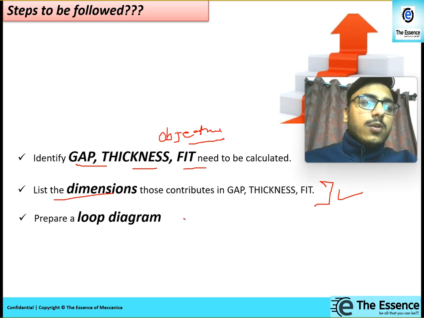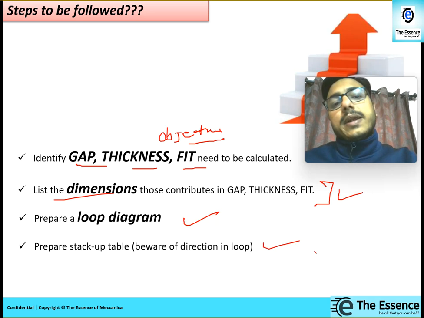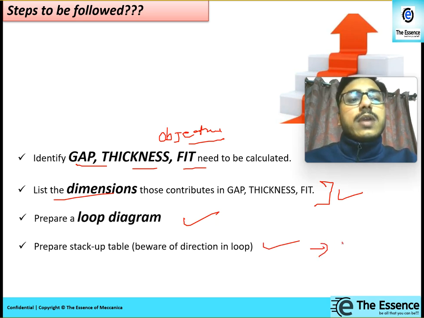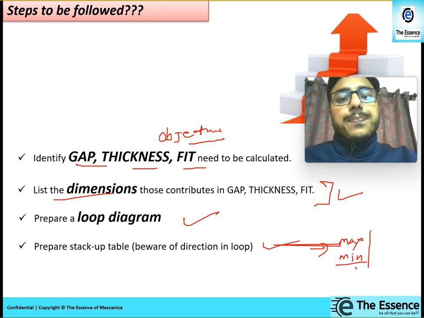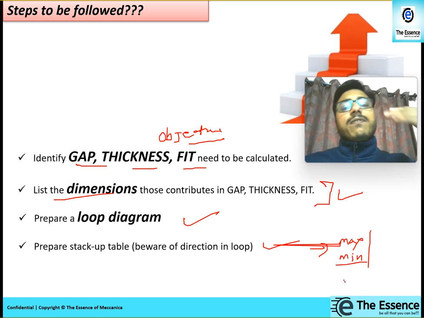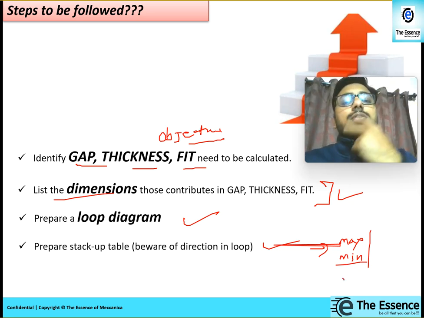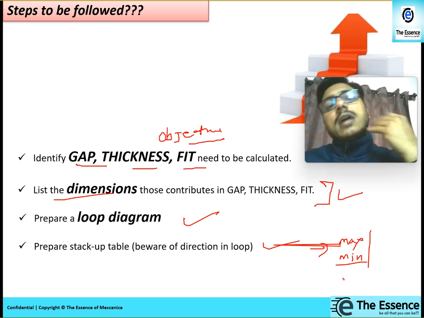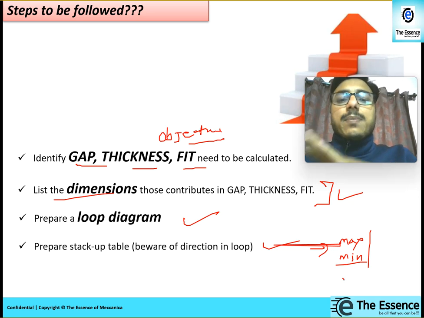Then prepare the loop diagram and prepare the stack up table. Once we prepare the stack up table, we will be able to get the maximum or minimum gap, or maximum or minimum thickness. So if we follow these steps, we will get our answer. Define the objective, list all the dimensions, prepare the loop diagram, prepare the stack up table. We can do tolerance stack up analysis by following these 4 steps.